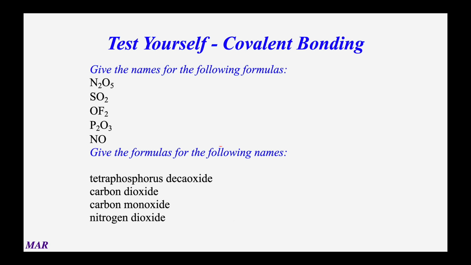In all the examples we've seen so far, there's only been one of the first atom, and we haven't called them mono. So, for example, CO2 is not monocarbon dioxide, it's carbon dioxide. However, if there is more than one of the first one, you do put a Greek prefix on it. So N2O5 would be dinitrogen, and that tells the chemist that you've got 2 N's. 5 is penta, and oxygen is oxide. So let's call this dinitrogen pentaoxide.